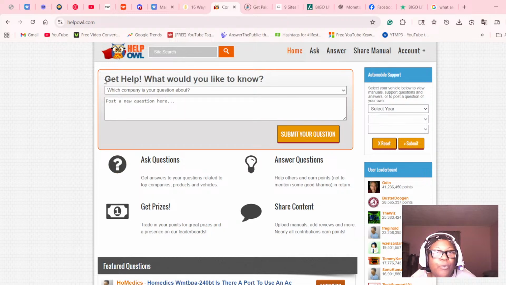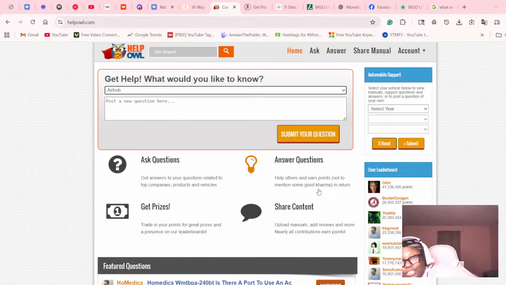So you can get help. What would you like help with? Look how easy it is. Get help, and you can build a website like this. Did you guys know that? So get help. What would you like to know? And here's a drop list of all of the things. I want to know how to create an Airbnb, and then you could ask about Airbnbs and then click submit your question, and somebody is going to get back in touch with you.